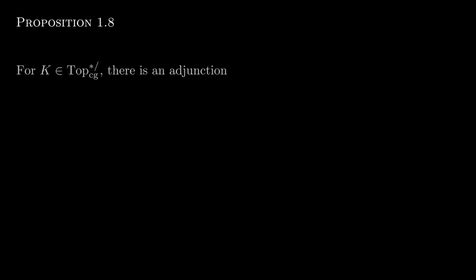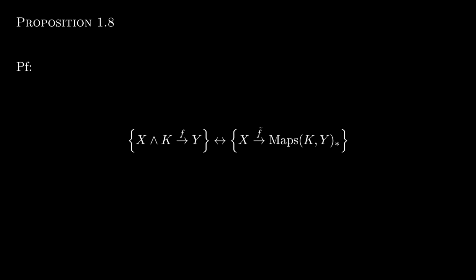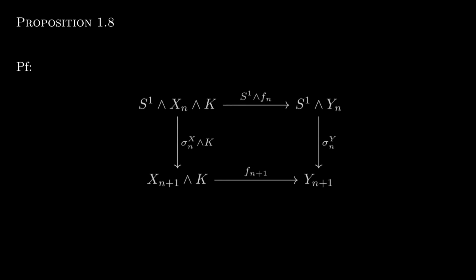For now, not considering if it's an equivalent adjunction, just considering the categories without a model structure. Here's the proof. To show that this is indeed an adjunction, we need to show that there's a bijection between the sets of maps f and f tilde displayed here. So let's start with the function f. There's a homomorphism between spectra. So we have the following commuting square, or a set of these commuting squares.